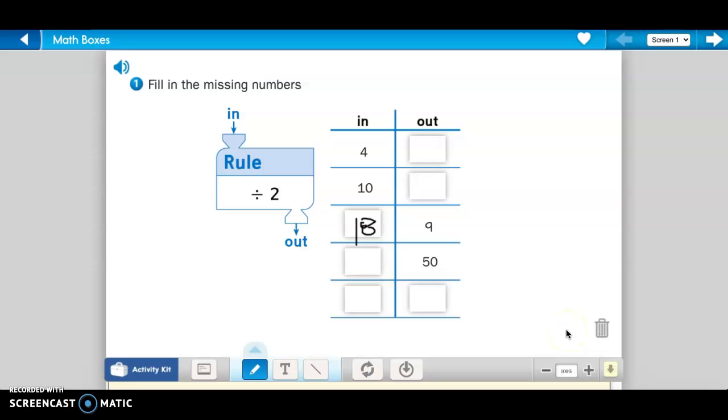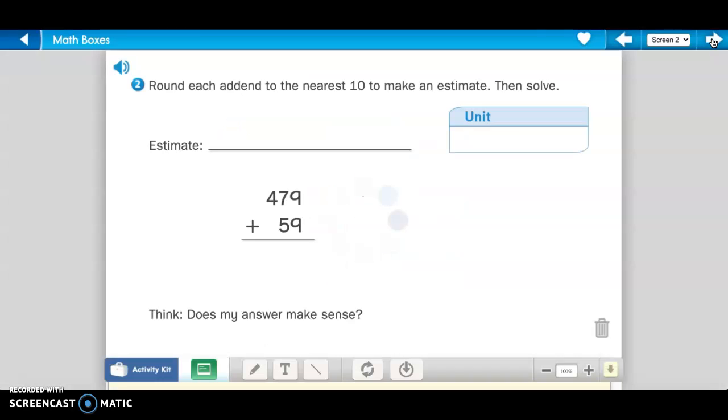Let's say you need number 2 read to you. Go up to the right corner. See, we're on screen 1. I go to screen 2 to find math box number 2. Actually, it'll read it for you. Math boxes 2. Round each addend to the nearest 10 to make an estimate. Then solve. Okay. Estimate 479 plus 59. Think. Does my answer make sense? Okay. Round each addend to the nearest 10 to make an estimate.